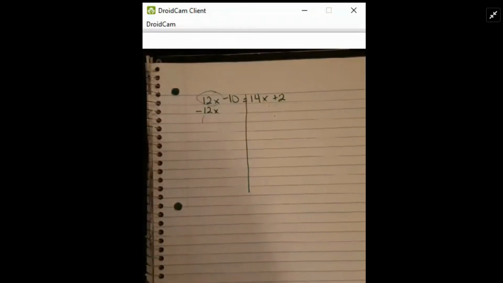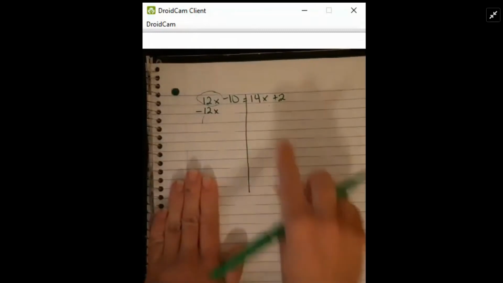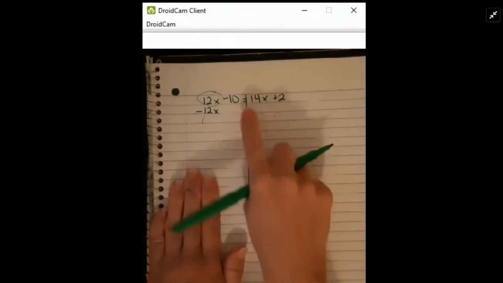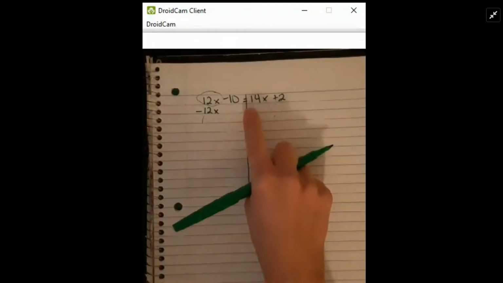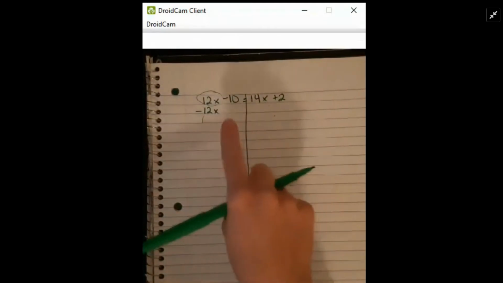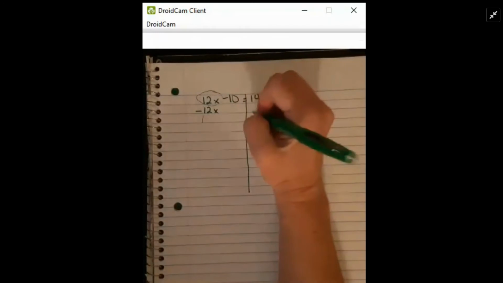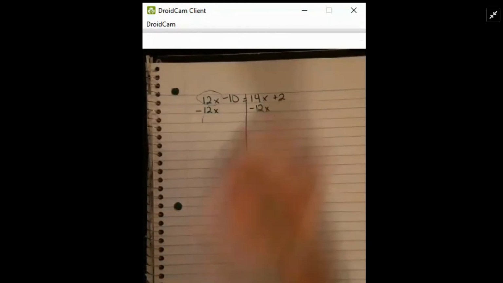But remember, if you do it to one side of the equation, you have to do it to the other side of the equation. There's an equal sign, which means it's balanced. So you have to do it to both sides. So if I do minus 12x over here, I have to do minus 12x over here.